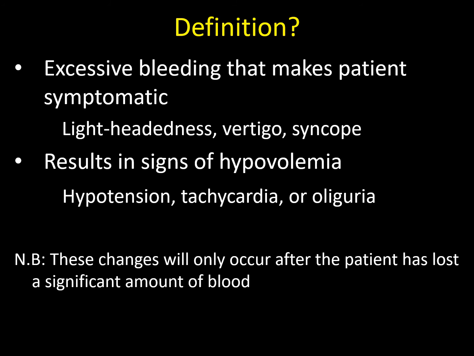It could be defined also as excessive bleeding that makes patients symptomatic, with lightheadedness, vertigo, syncope, and signs of hypovolemia such as hypotension, tachycardia, and oliguria. And remember, our patients are healthy, so when they're symptomatic, this means that they've lost a significant amount of blood.